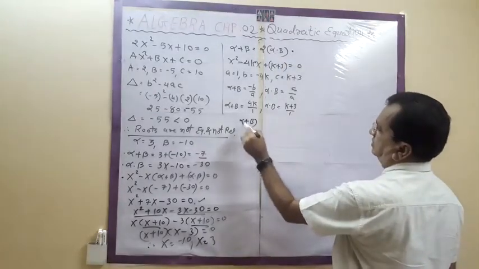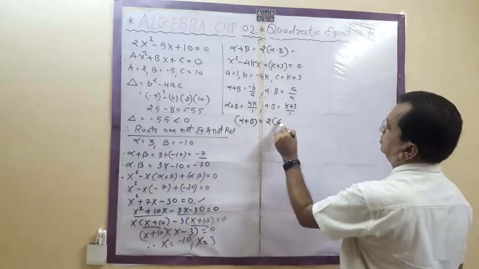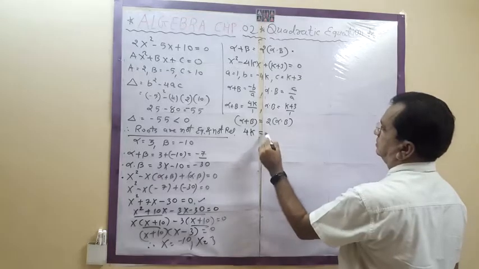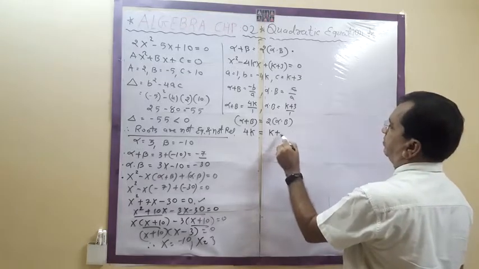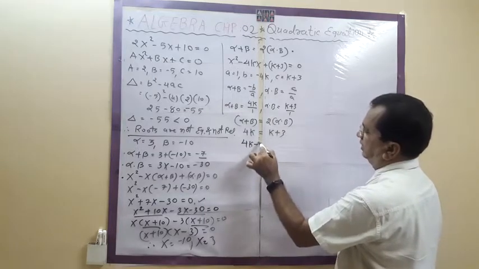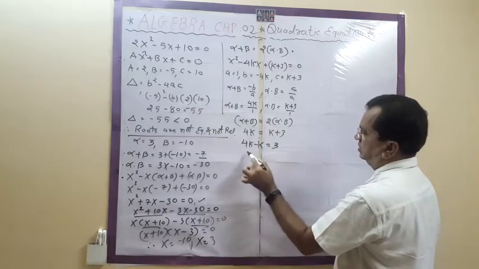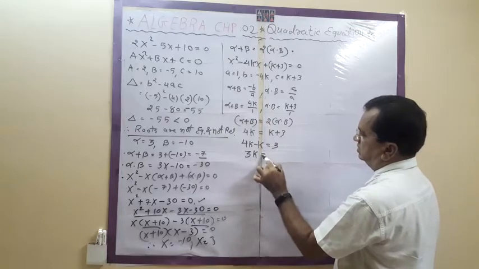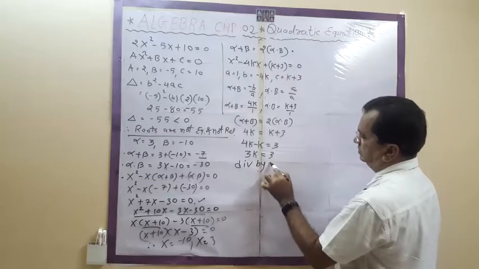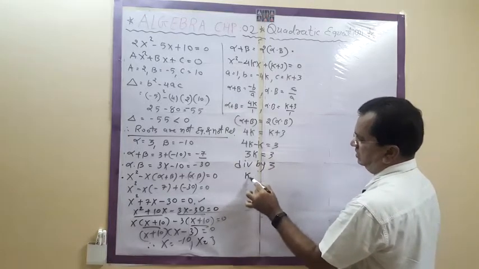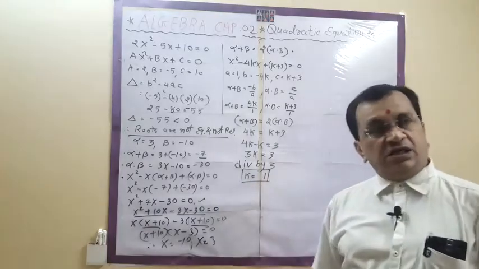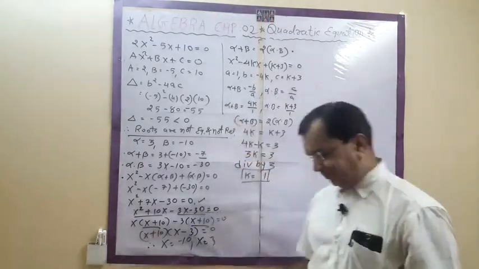Alpha plus beta is equal to 2 alpha dot beta. This is 4k is equal to k plus 3. Now this k goes this side. 4k minus k is equal to 3. So 3k is equal to 3. Divide by 3. So 3 will cancel. So like this unknown number we have to find.